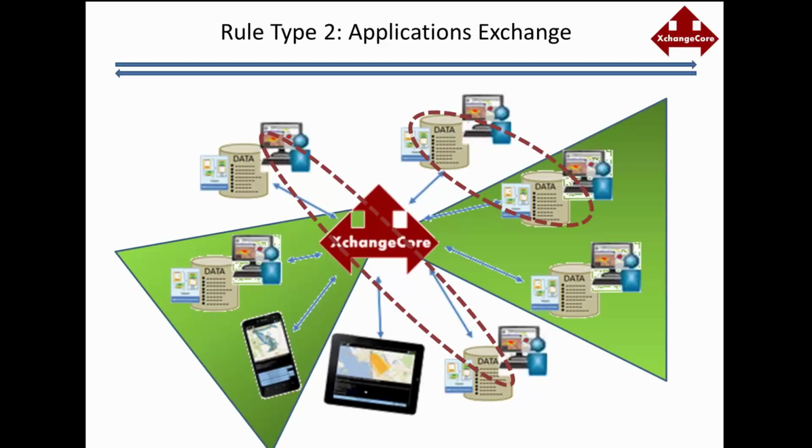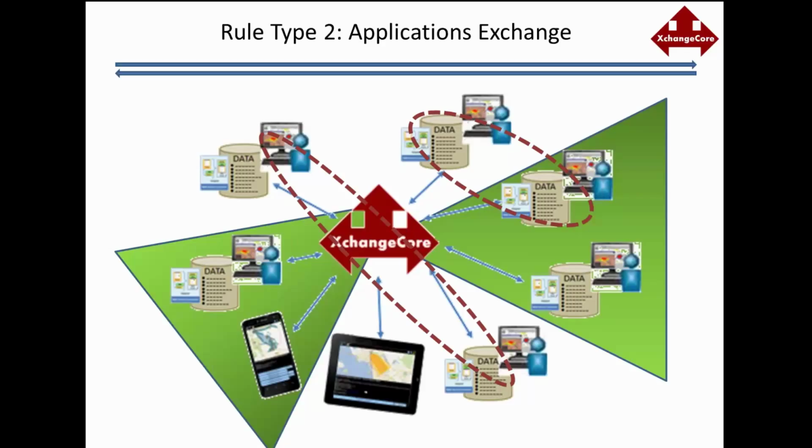The second type of rule, though, is where specific applications exchange. I can say anywhere in this core that the application up in the upper left-hand corner is only going to touch and talk to the application down in the bottom right-hand corner. Those two up in the upper right-hand side, those two are going to talk. So it can create a very specific application-to-application sharing, which is very nice when you're trying to get some specific applications that need to work their way through XchangeCore.